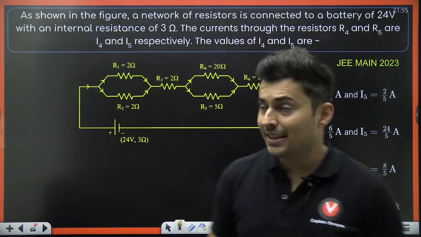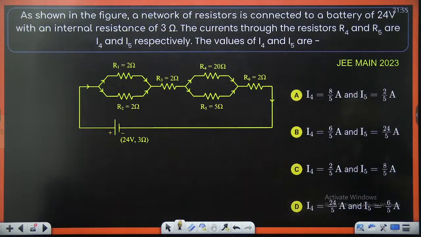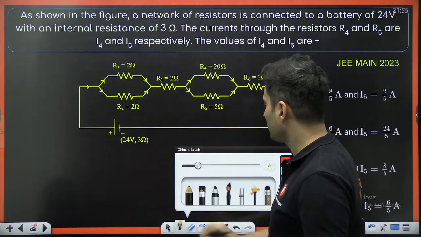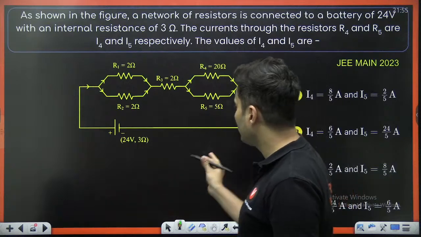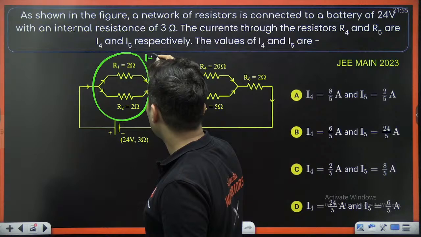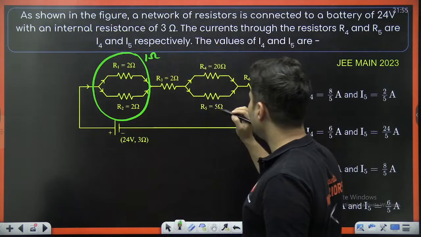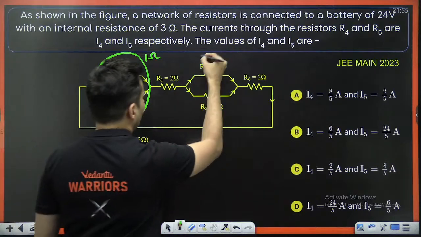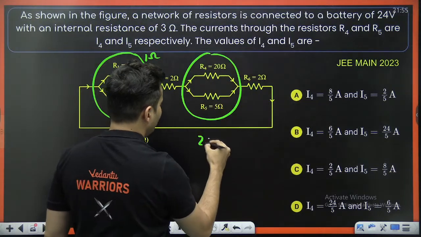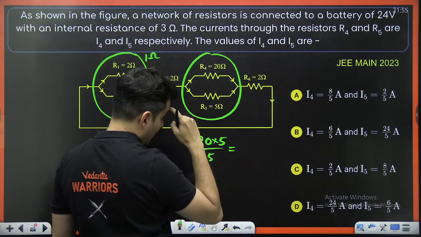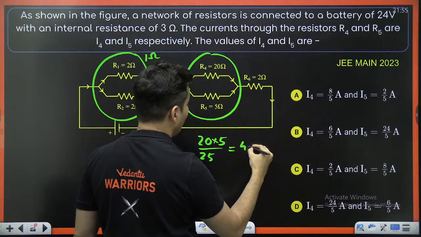As shown in the figure, the network of resistors, 24 volt, internal resistance 3 ohm, current in the resistor R4 and R5 is how much? Okay, let's find out the equivalent resistance. These two are in parallel, so 1 ohm, this is 2 ohms, this is 20 and 5, right? So these two together will be 20 into 5 upon 20 plus 5, which is 25. So it is 100 by 25, which is 4 ohms.